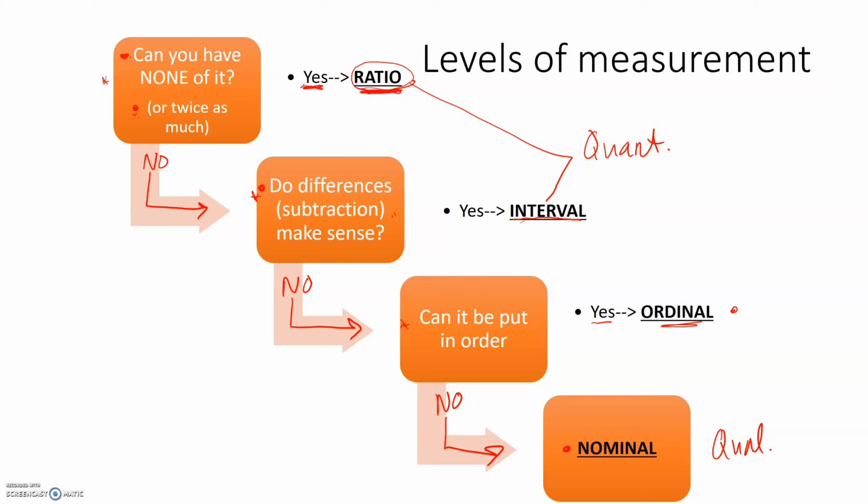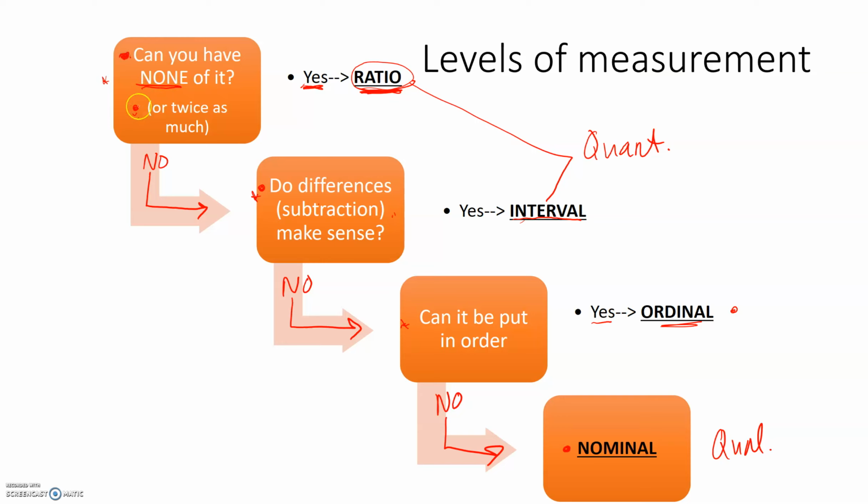What if we did, what's your favorite color? So you ask people, what's your favorite color? As we work through these, the top two categories would automatically be kicked out because they're quantitative. But we could still ask ourselves these questions. Can you have none of it? Some people might say, well, yeah, you could say you have no favorite color, but that isn't what this means. It would be more along the lines of, could the color not even exist, or something like that.